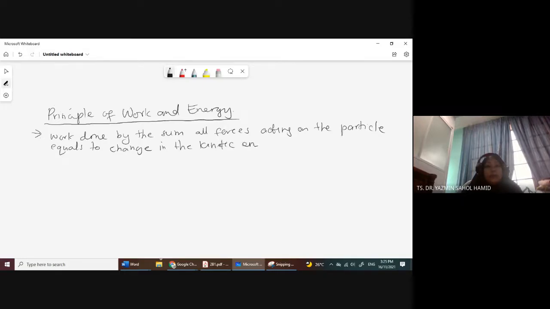Okay, equals to the change in kinetic energy of the particle. Okay, that is the keyword. All right. Now let's think about some of the applications or examples that are involved in the principle of work energy. One example that I can give you is this example, and I would like you to understand it.